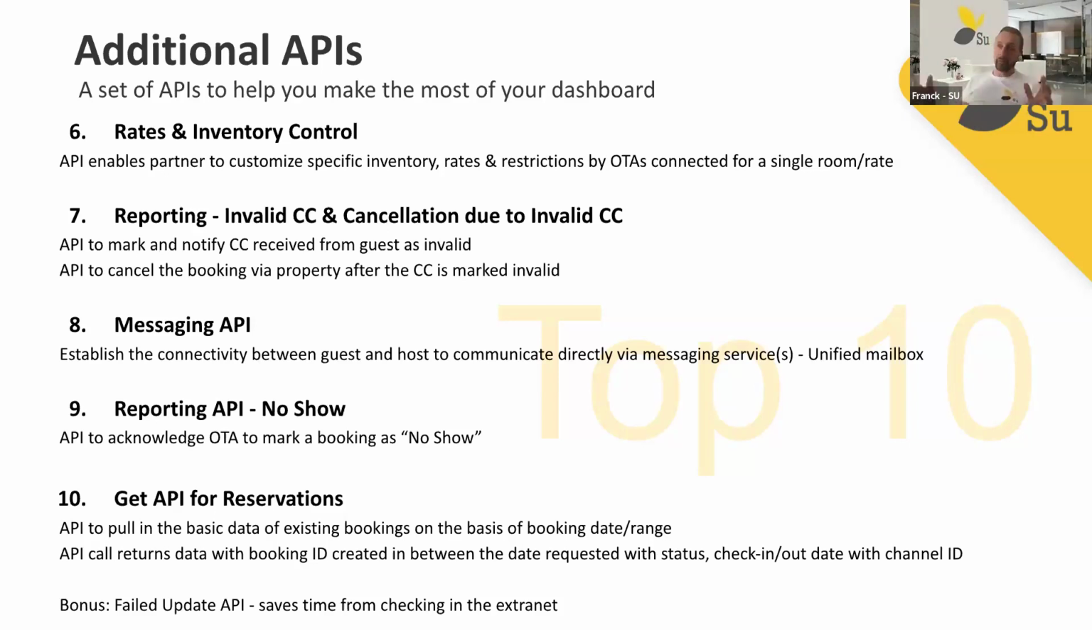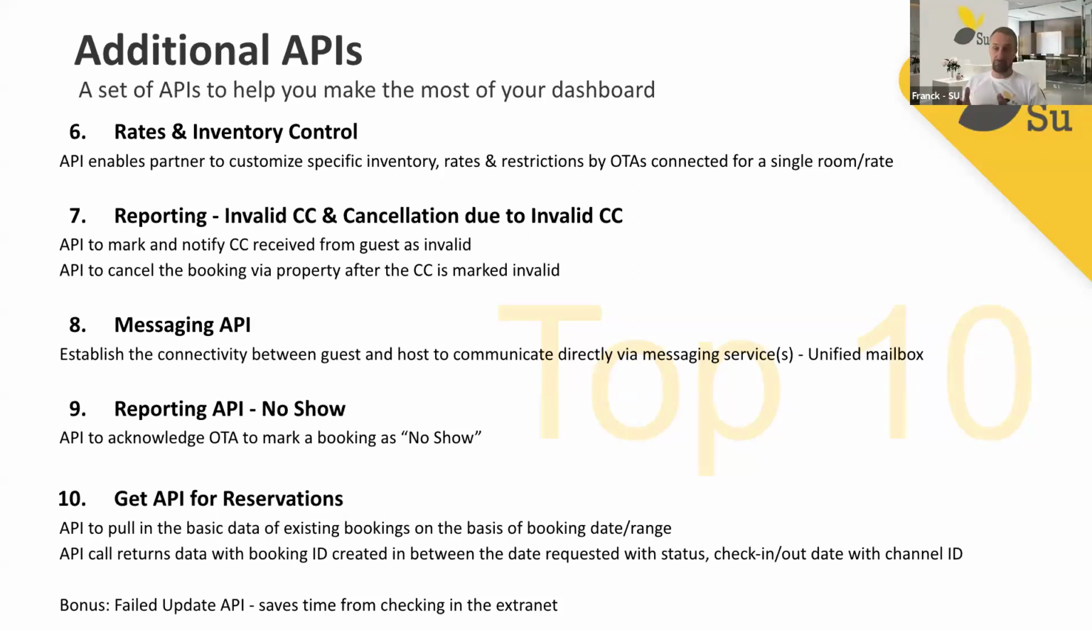Then we have put together two APIs on number 7, the reporting part of the APIs, which are invalid CC and cancellation due to invalid CC. As you know, a hotel that gets an invalid credit card from Booking.com, for example, I'll mention Booking because that's the most advanced, and don't get me wrong, I don't get any commissions, but that API is very, very complete, so it's usually a good example. When you get an invalid credit card from a customer on a Booking.com reservation, you have to basically go to the extranet to report it. But we also have APIs to do this.